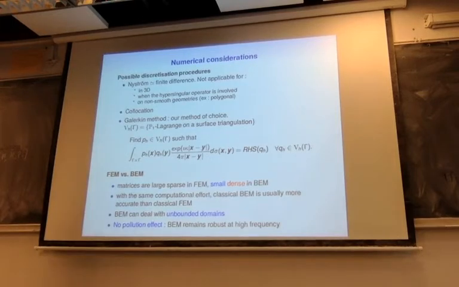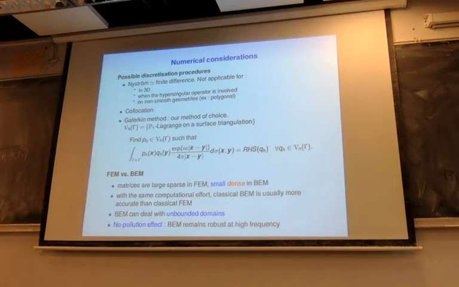So, a few numerical considerations. First of all, when you have a boundary integral formulation, how do you discretize such a formulation? How do you put it in matrix form? There are three different ways to discretize this kind of formulation, to my knowledge. These are not the only possibilities. There also exist other techniques, but I will not go into too much detail.